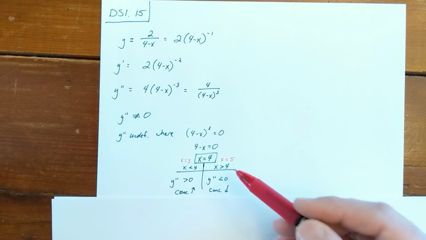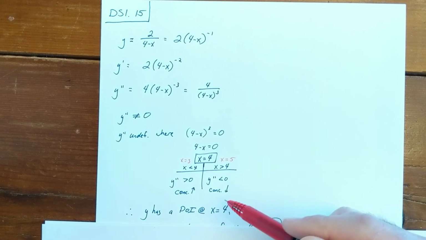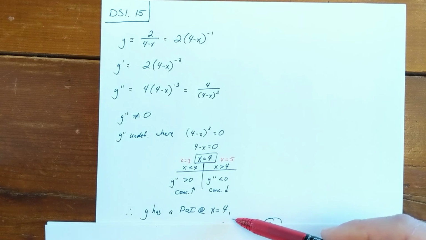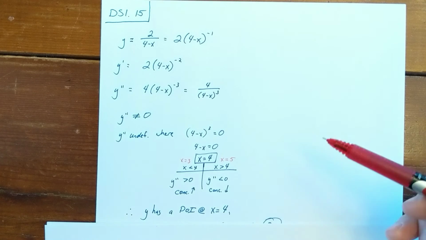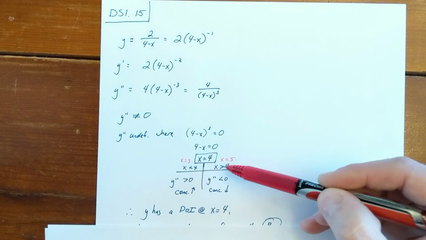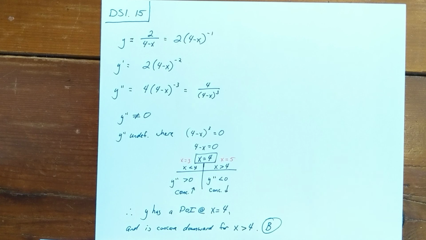So we do in fact have a point of inflection here because the sign of the second derivative changed, but I wrote that without having read the question carefully enough, and the question was, for what values of x is the graph of y concave downward? And we've got that right here, so this is going to happen for any values of x that are greater than 4, which makes the correct answer to that question B.